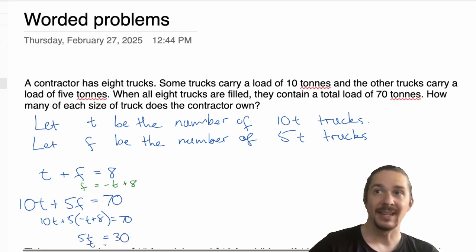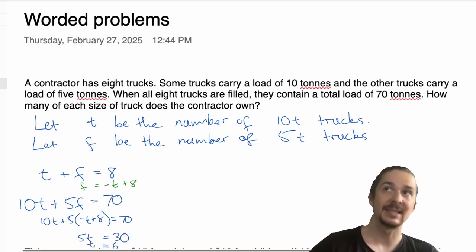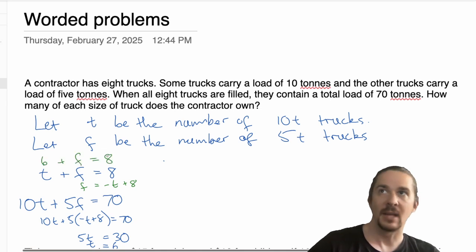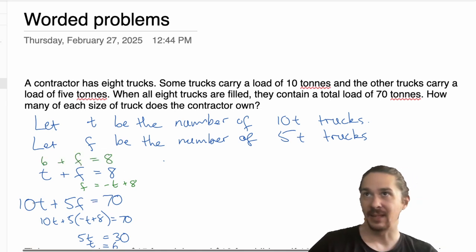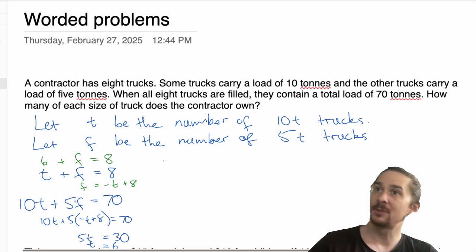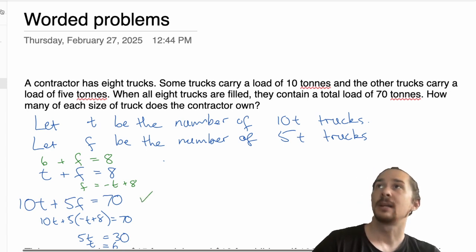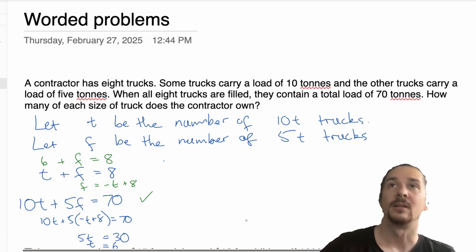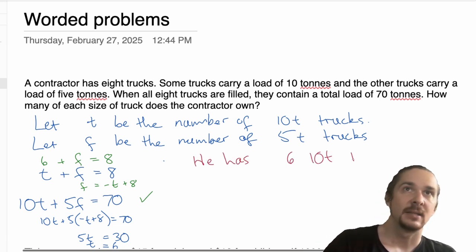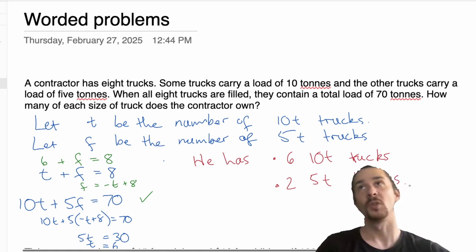So 5T is going to be equal to 30. In other words, T, the number of 10-ton trucks he has, is 6. He has 6 10-ton trucks. If T is 6, can you tell me what F is? I think it's pretty easy. Let's double check. 10 times 6, which is 60, plus 5 times 2, which is 10, equals 70. All right, cool. I'm happy. So we have one step left, which is to answer the question we've been asked. So we say he has 6 10-ton trucks and he has 2 5-ton trucks. Cool. All right, next one.